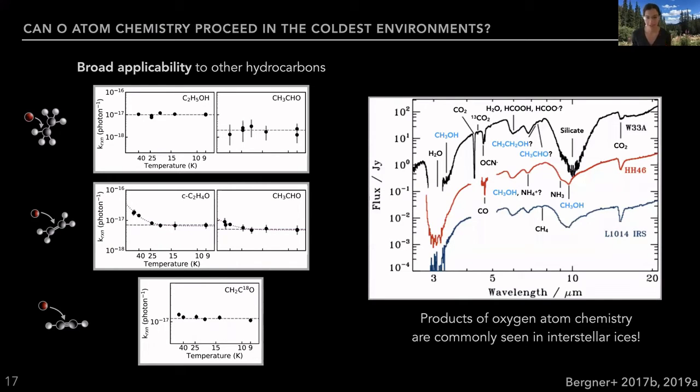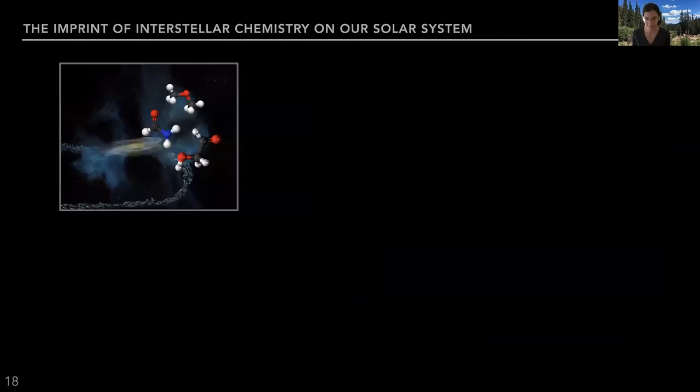What's exciting is that we can look at interstellar ices along protostar lines of sight, and we see that many of the features correspond to these large oxygen-bearing organics that we can produce through this type of ice chemistry. So it's exciting to think that this oxygen atom chemistry can be contributing to the production of complex ices that we see in real interstellar lines of sight.